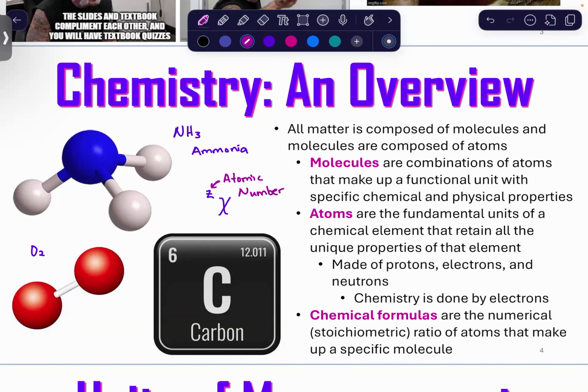Your Z is your atomic number. That tells you how many protons are in the nucleus of a carbon atom. And so carbon has 6 protons in its nucleus. And keep in mind, it's the number of protons that makes up the element. So if you look at a periodic table, helium will have a 2 for its atomic number. And that means there's 2 protons in the nucleus of helium.